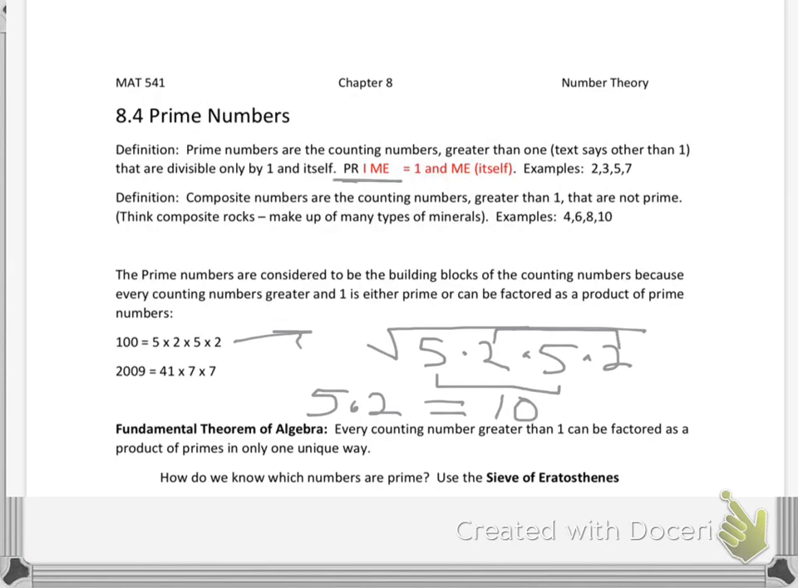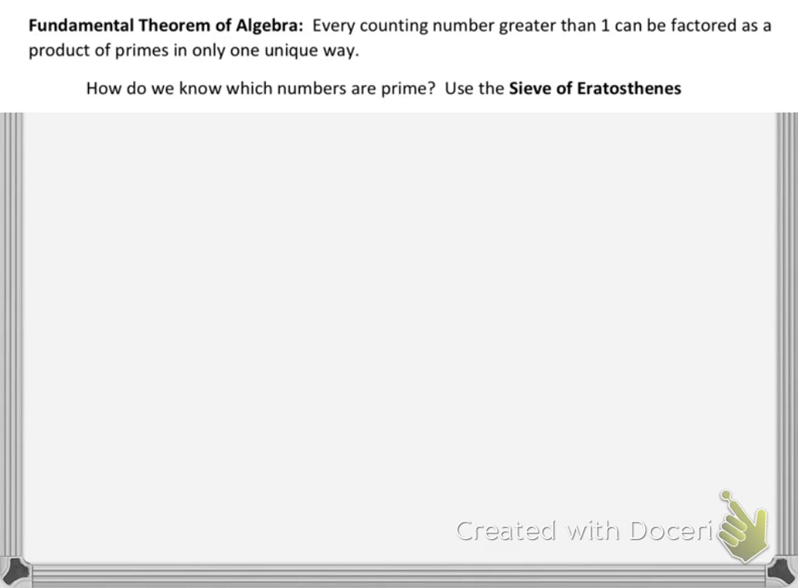Okay, so then we're going to go on to the fundamental theorem of algebra. I'm going to do this on the next slide. So the fundamental theorem of algebra is that every single counting number greater than 1 can be factored as a product of primes in only one unique way. Okay, so that's important to understand.